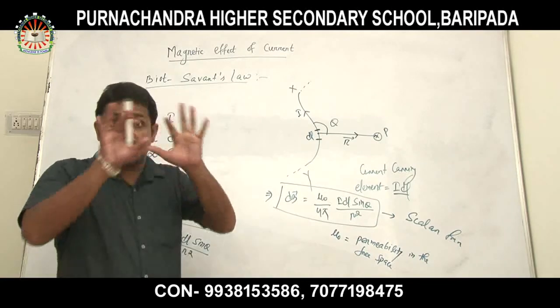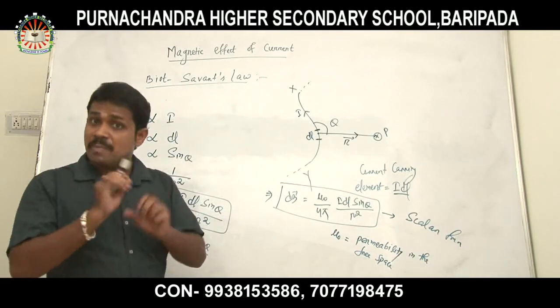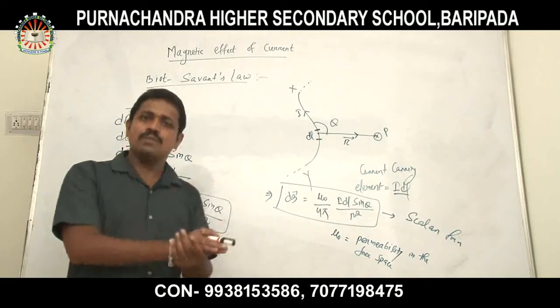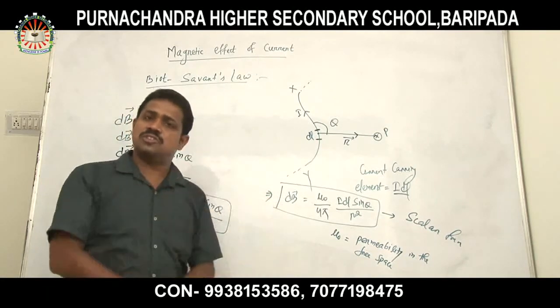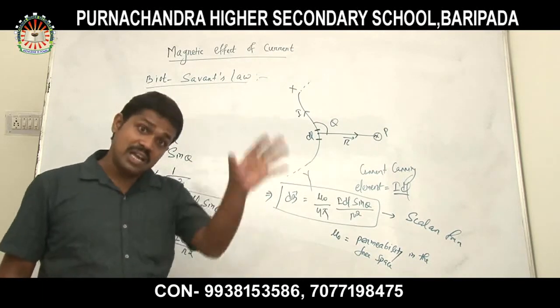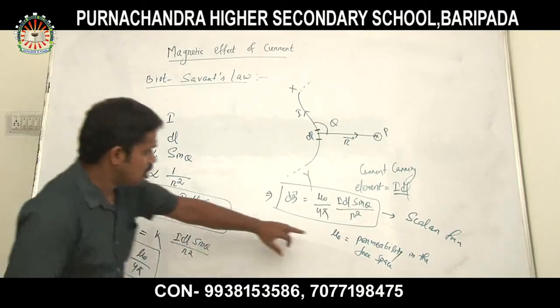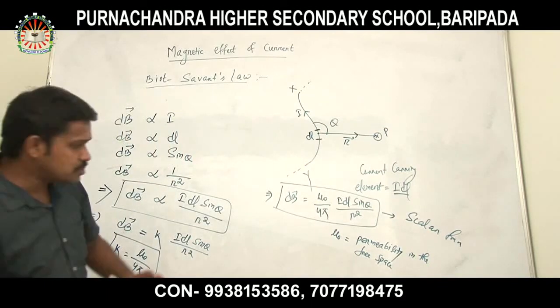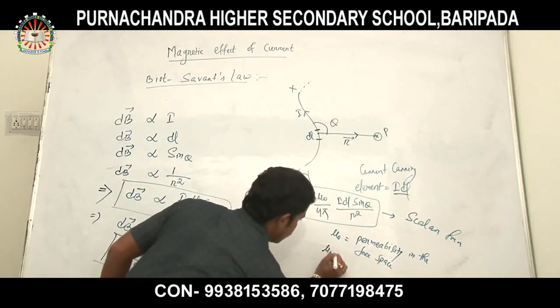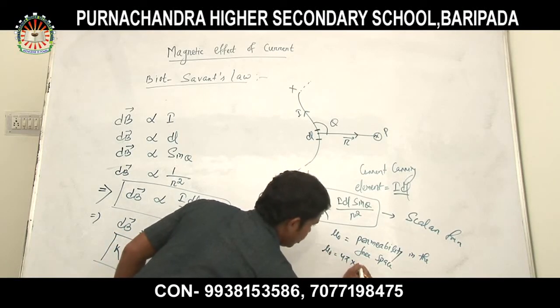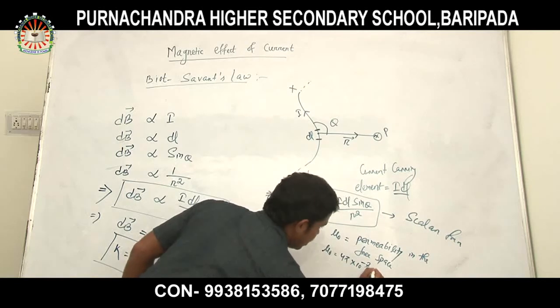Which type of medium? The magnetic field, where we are dealing with the magnetic field. But epsilon 0, which we discussed in electrostatics, is where we deal with the electric field. Clear? So mu 0 is the permeability in the free space. The value of mu 0 is equal to 4 pi into 10 to the power minus 7 Tesla meter per ampere.